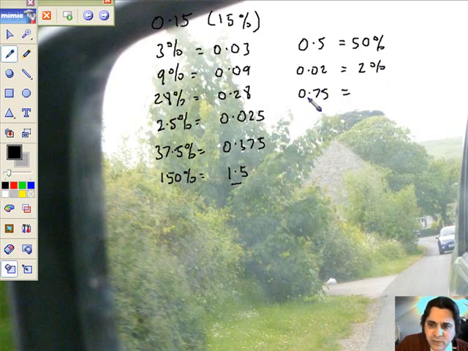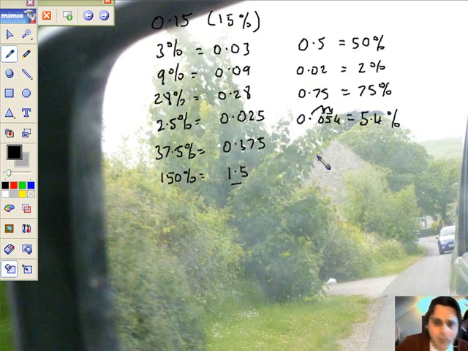0.75. These are very famous ones. Jump over twice, multiply by 100, 75%. Make this the last one, 0.054. Go over once, twice, and we have 5.4%. Don't get stuck on the fact it's got to be a whole number.